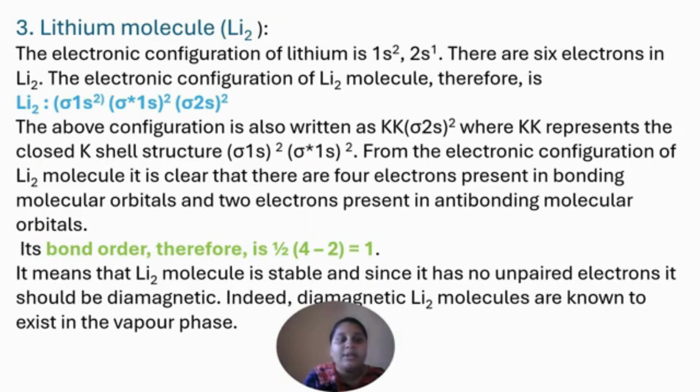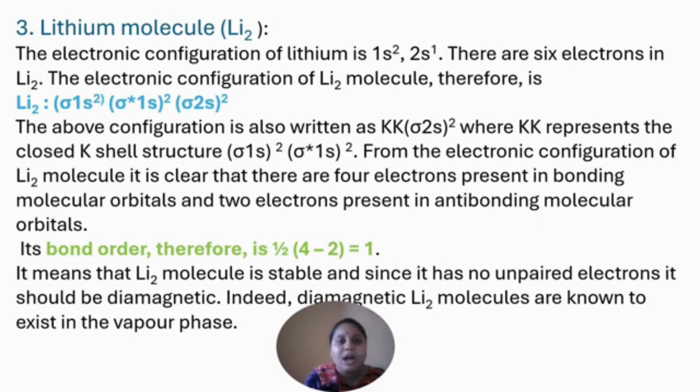Lithium molecule, the electronic configuration of lithium is 1s2, 2s1. So there are 6 electrons in the lithium molecule. The electronic configuration of lithium molecule is sigma 1s2, sigma star 1s2 and sigma 2s2. And the above electronic configuration is written as KK, that is K is the shell structure, which is occupying the first shell, that is K shell. So it is sigma 2s2.